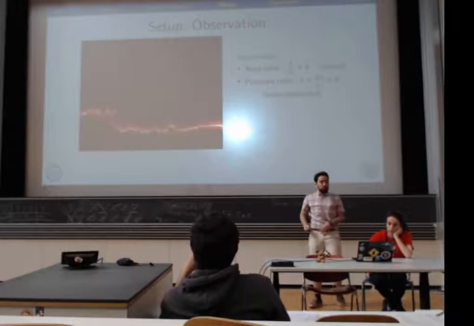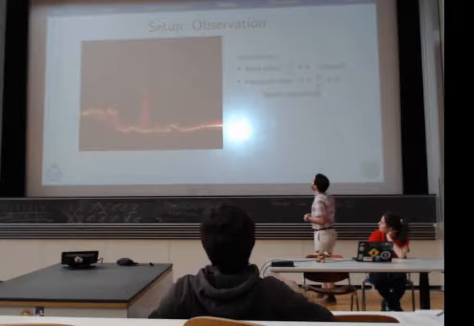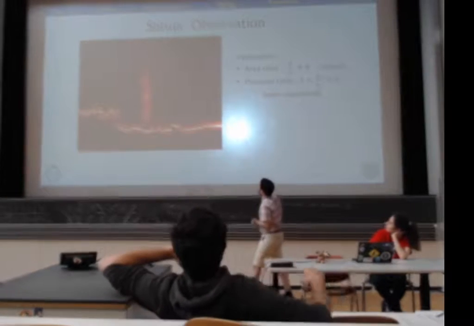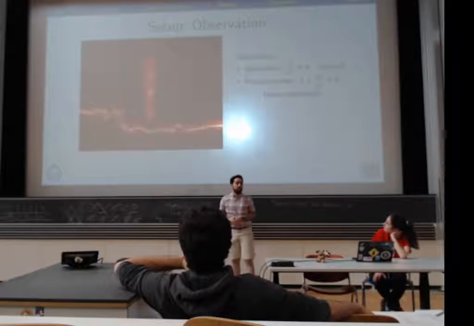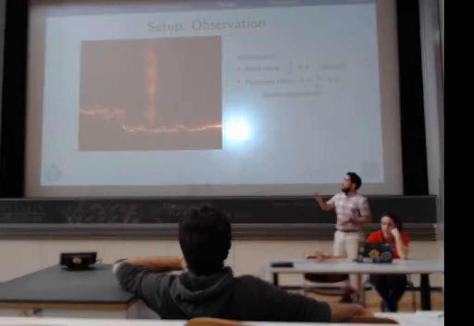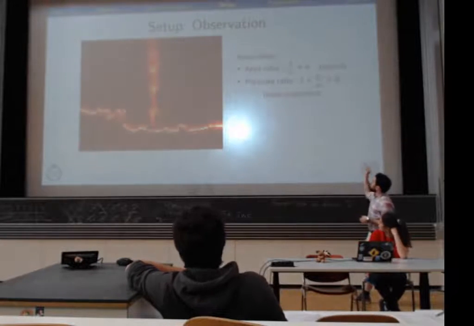The area ratio was calculated as before, and the pressure ratio was varied between 1 and 8. Here we see the shock diamonds were formed using the setup that we made. Here the pressure ratio was varied from 1 to 8.